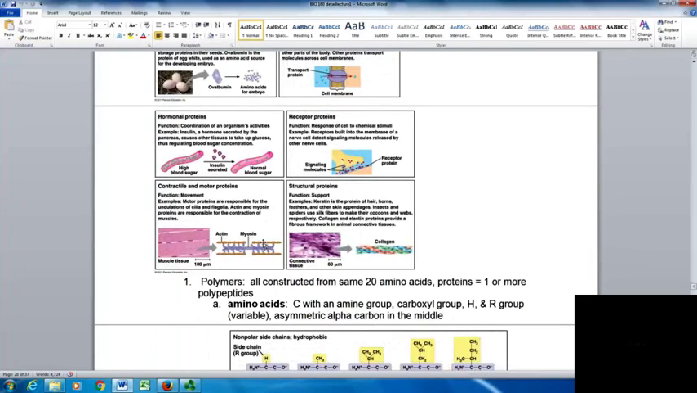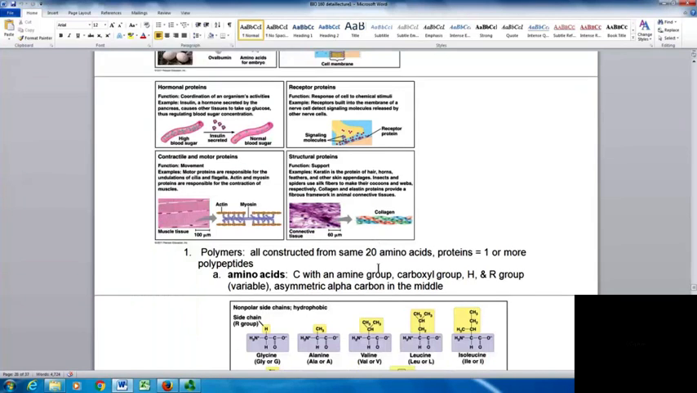We can have contractile and motor proteins. These are involved in movement. You can see here with actin and myosin, these will actually have the actin pull on the myosin in order for skeletal muscle to contract. So you would also see these in cilia and flagella. And then structural proteins provide support. In this example, we've got collagen here that's going to help to provide some framework and strengthen the animal connective tissue.